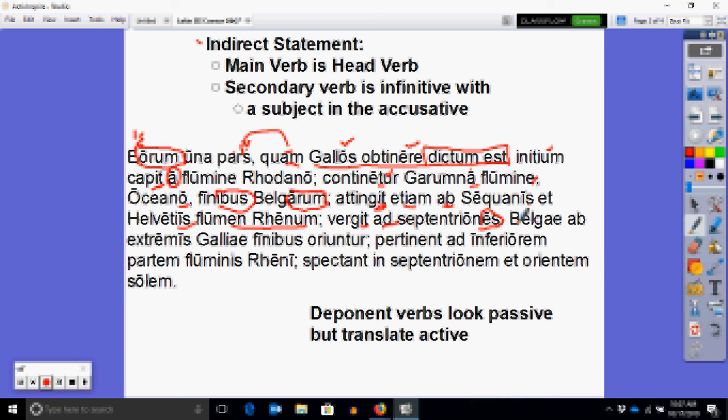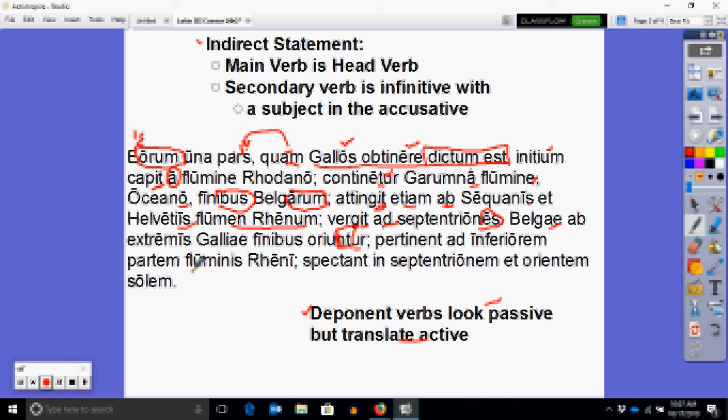And then we're into a new clause here, the Belgae, that's a nominative plural. I know it's nominative because I got that NT on my verb. Now this is a deponent verb, right? And it's going to look passive, but if I look it up, I'm seeing or as my first principal part. That's telling me there are no active forms of this verb, so it looks passive, but we're going to translate it as active. So the Belgians arise, right?